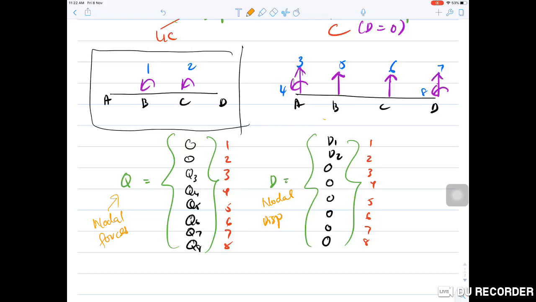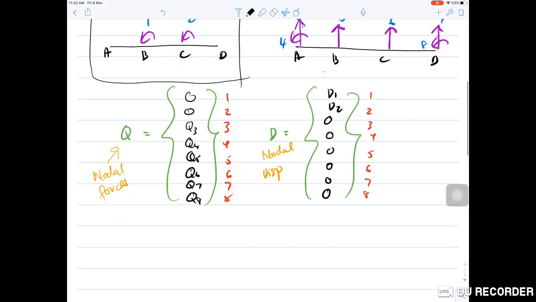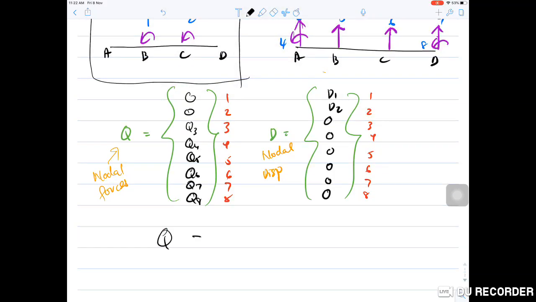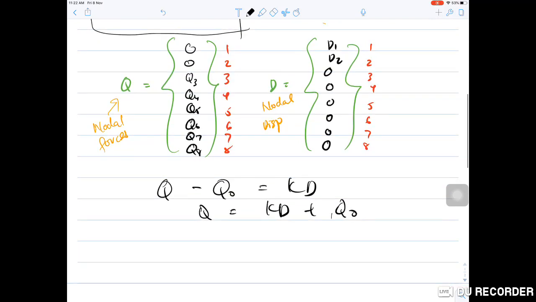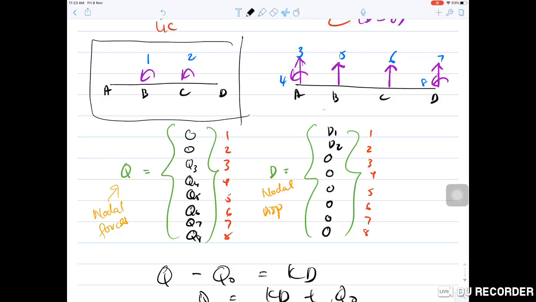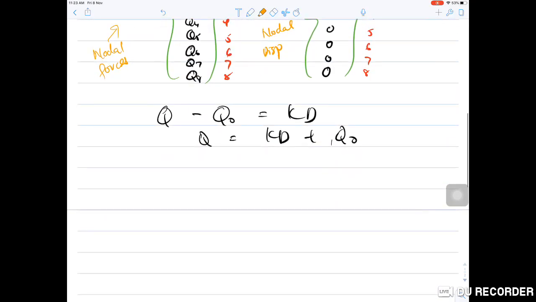Okay, beside this, we have to define also Q0. Okay, it is Q minus Q0 is equal to KD, or the same, Q is equal to KD plus Q0. So let's say we want to determine Q0. Whenever we want to determine D1 and D2, we need to consider the equivalent nodal forces that occur at the elements. Here is element 2.